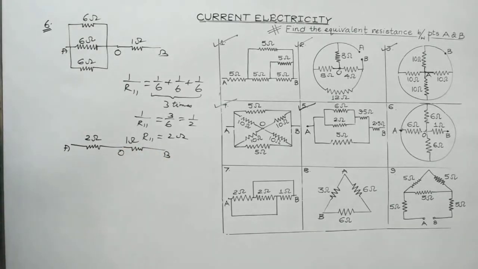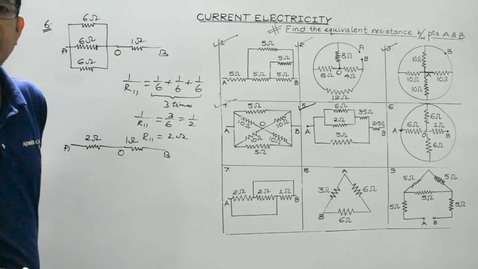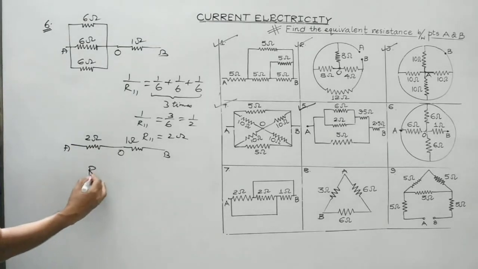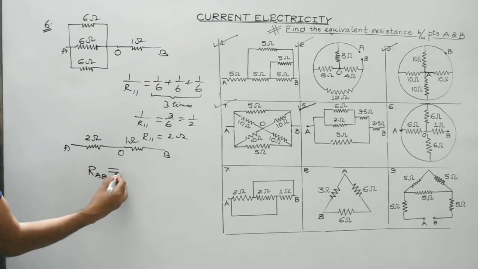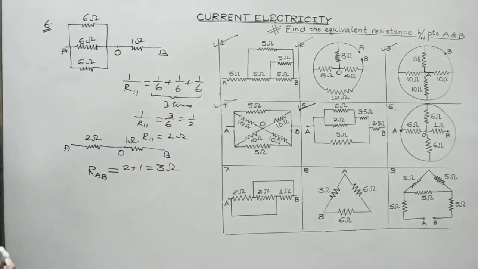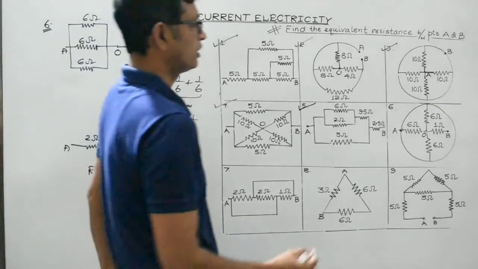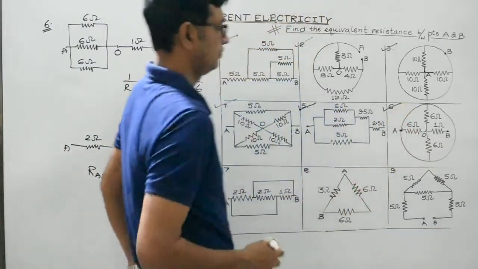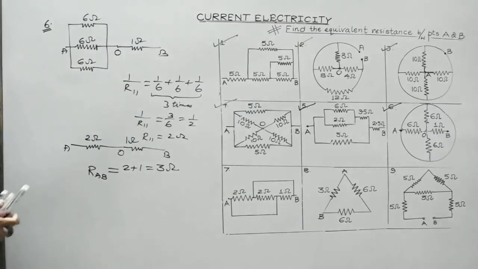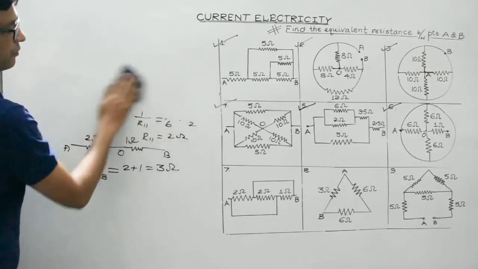Right? Now it's very simple. These 2 and 1 ohm are connected in series. Therefore, the equivalent resistance between the points A and B would be 2 plus 1, that is 3 ohm. Got it, students? So, we are done with question number 6 as well. Let's concentrate on question number 7.